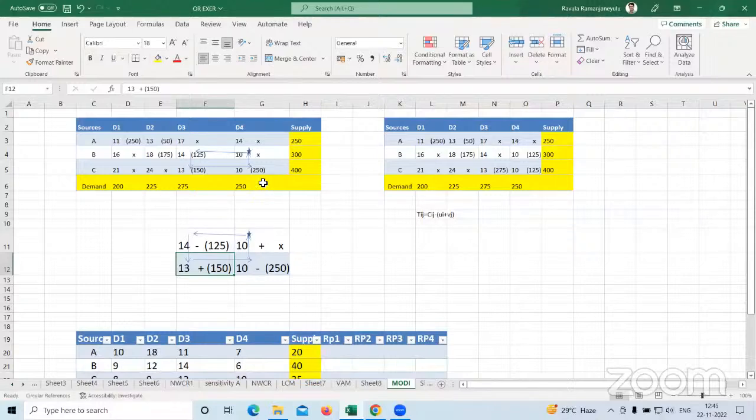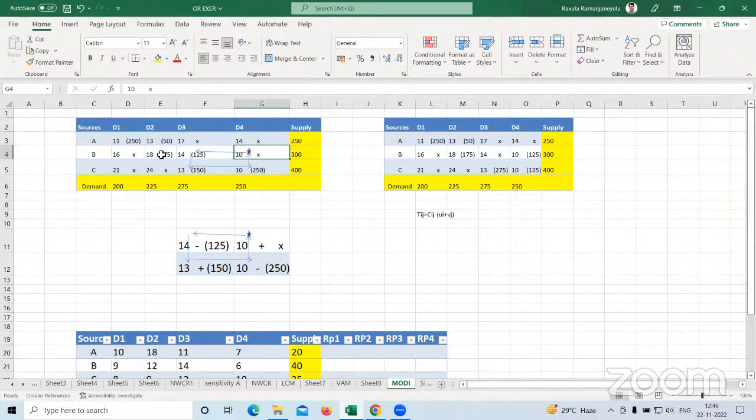Here in this cell we got a negative value, -1. So we make a loop from here to an occupied cell, then to another unoccupied cell down, then the next occupied cell, and back to this one again. But why don't we go to 175, sir?